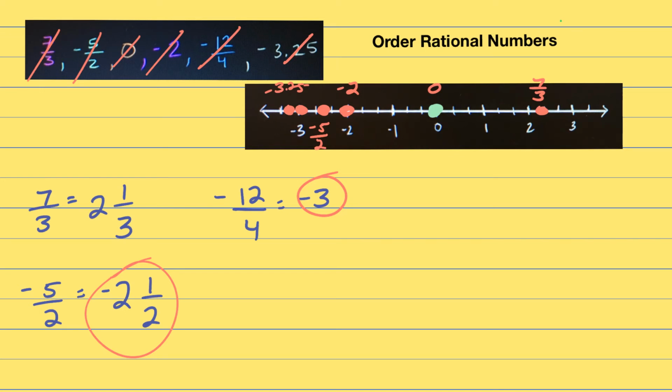And I could also ask you to give me one statement where you use the symbol for inequality. Let's use greater than, and then give me another statement that's less than. So let's do that. I could say 7/3 is greater than 0. Or I could say negative 3.25 is less than negative 3. So, ordering and comparing.